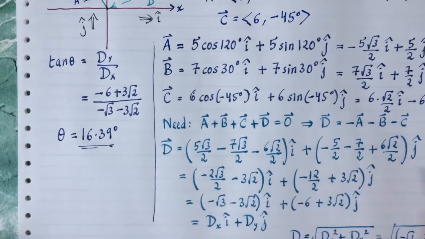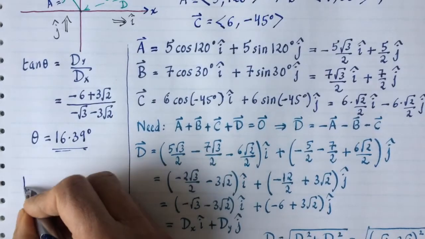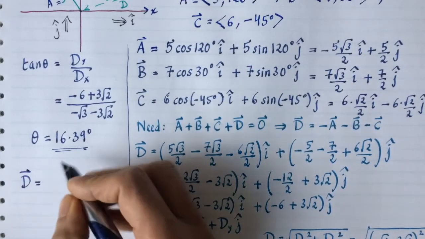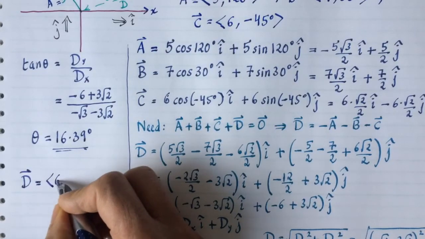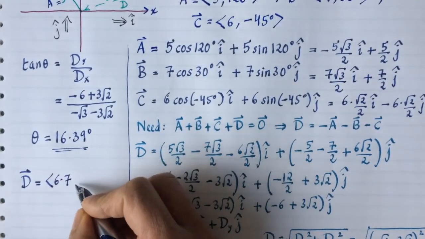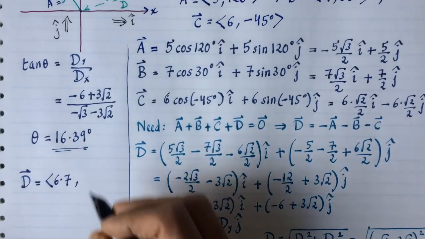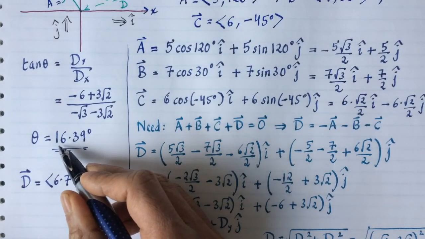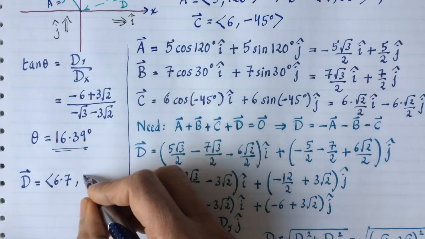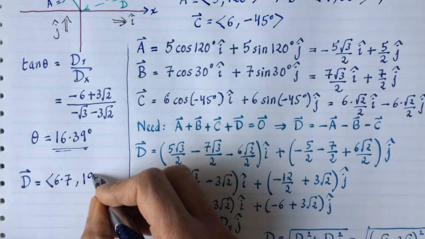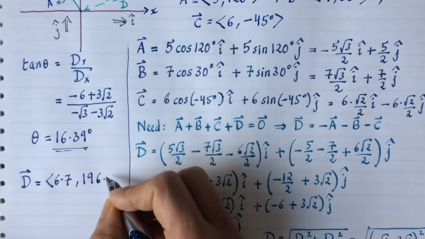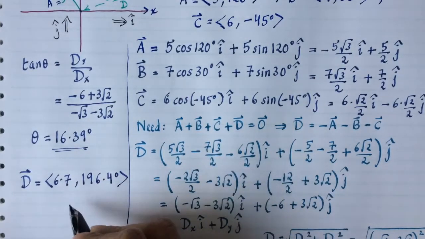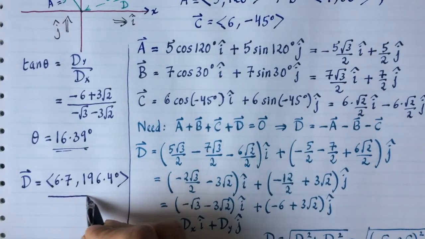So the final answer to the problem is that the person, if it's a person, needs to walk 6.7 units or miles, if you wish, at an angle of 180 plus 16.39, again to one digit precision, that's going to be 196.4 degrees. So that's the final answer to the problem.